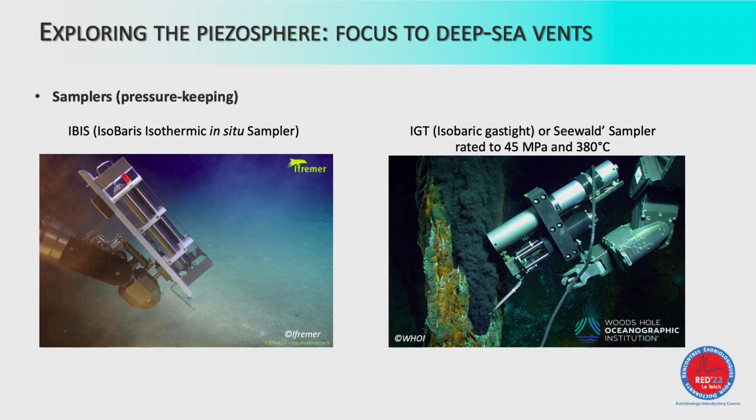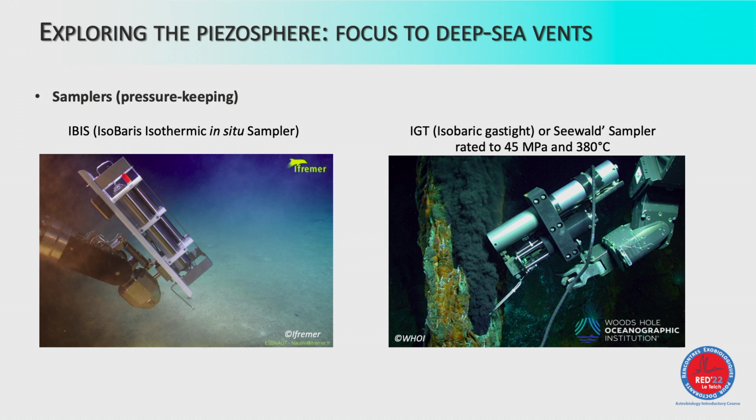When you want to sample the deep sea vents, you have different kinds of samplers, and we now have more samplers that maintain the pressure. In France, we have the IBIS, developed by Ifremer. And in the US, the famous IGT, the isobaric gas tight samplers. Those samplers can maintain the fluid under in situ pressure conditions during the ascent.